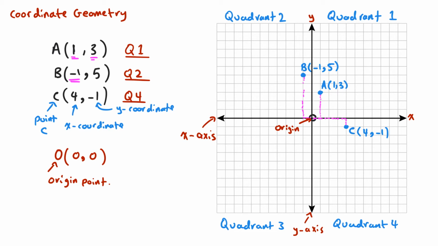If we were to put a point in quadrant number 3, both x values and y values would actually be negative because from the origin you would have to move left, meaning your x will be negative, and from the origin you would have to move down, meaning that your y value would also be negative.